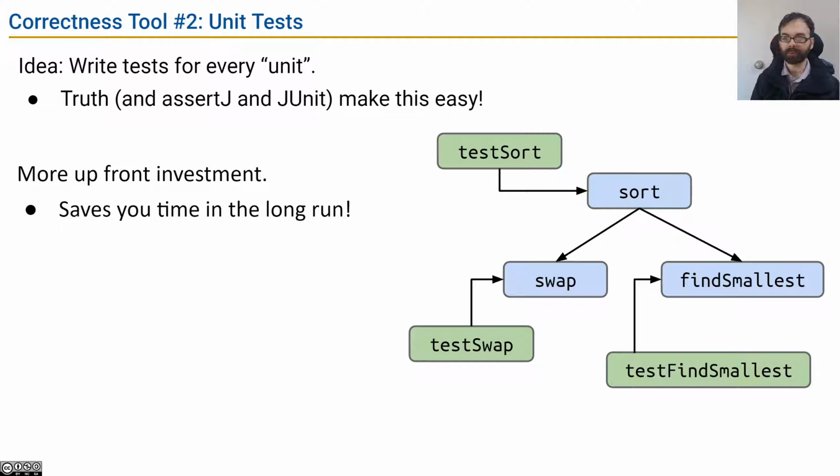The idea is we write tests for every unit, and all the libraries we've talked about, Truth, AssertJ, JUnit, make it easy to do. It's only a few lines of code. So there's some upfront investment to write these green blocks, but it saves you time in the long run. I really, really think so. When I write real code, I write these all the time. It's super useful for all the reasons described in the regular lecture.